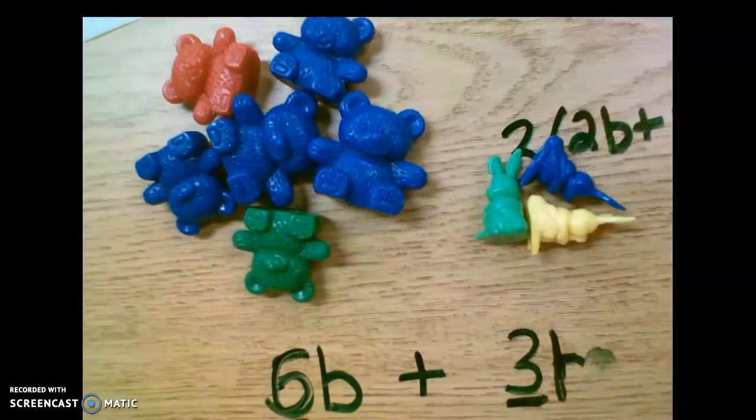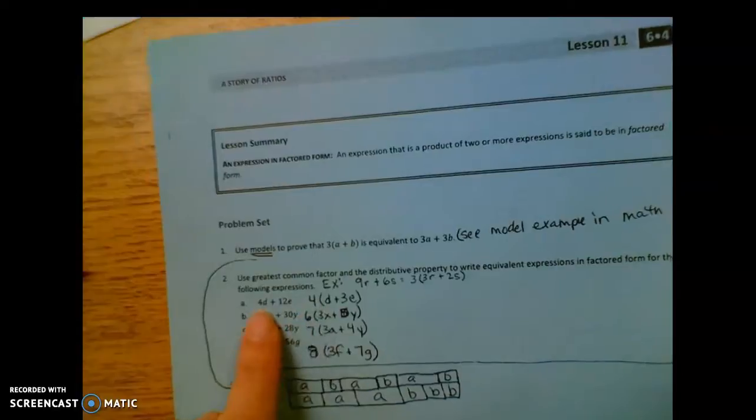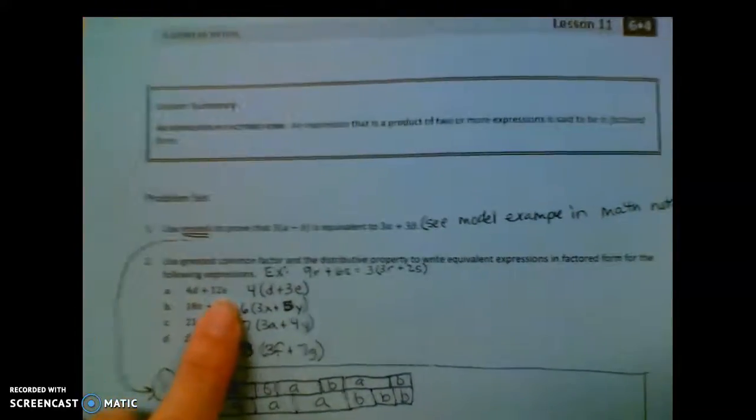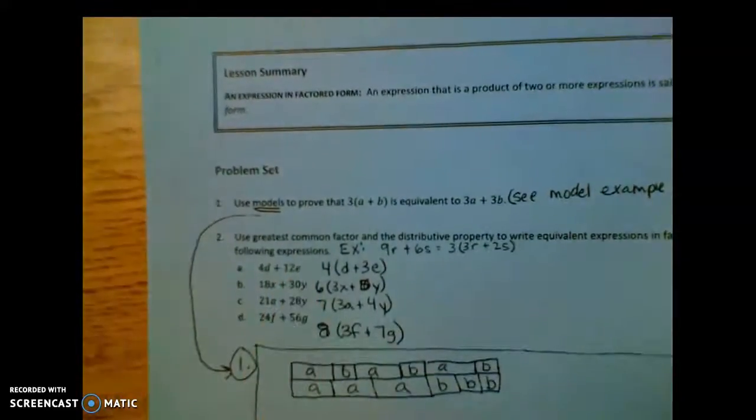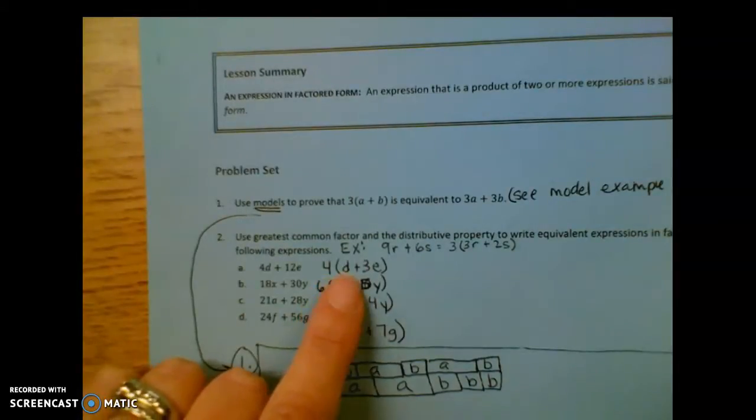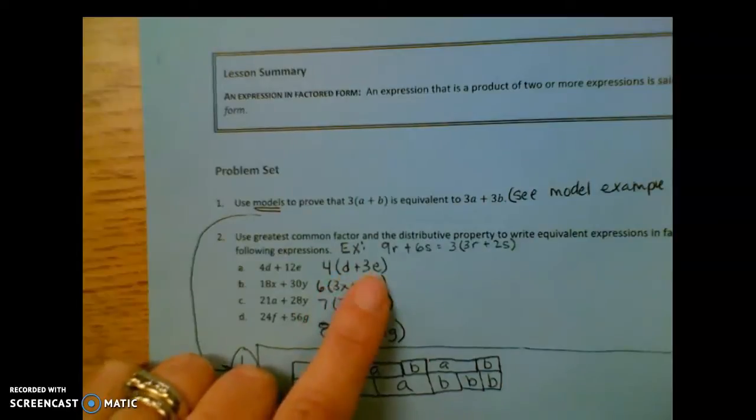That is the distributive property. So hopefully back at our homework, this could be like if I had 4 dinosaurs in a box and 12 elephants in a box. Well, what if I wanted to redistribute them so that they were in groups of dinosaurs and elephants, but I wanted those groups to be identical? I could use the greatest common factor of 4, and I could have 4 groups of 1 dinosaur and 3 elephants in each of those groups.